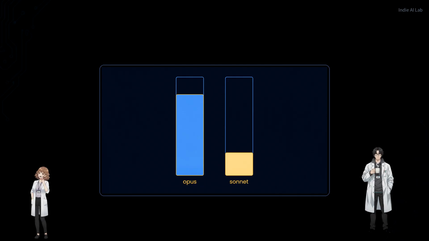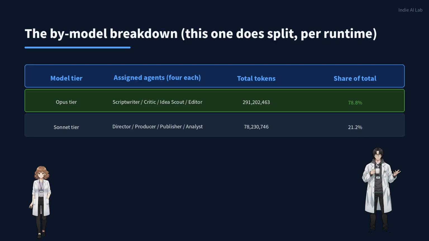You said earlier it splits by date and model. By model, what does it look like? This is the one breakdown that splits even per runtime. By model, our 8 are 4 on the heavy tier and 4 on the light tier. Write the script, critique, work up ideas, edit. These think and write roles are Opus. Run, produce, publish, analyze. These operations roles are Sonnet.